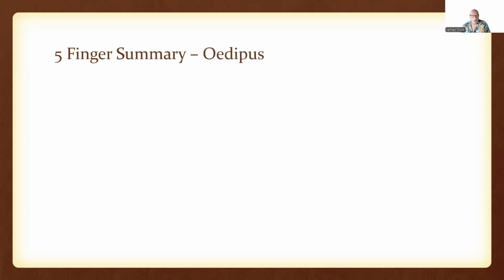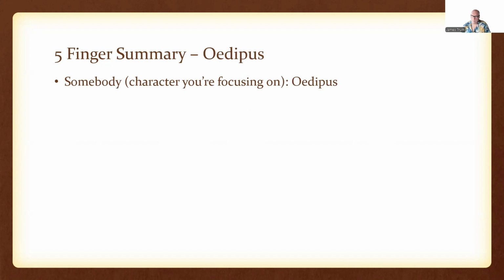So since we are doing our first five finger summary, the first official assignment on the planner for Oedipus this week, I thought that we could summarize that. That'll give you at least a little bit of information for working on your planner this weekend. So the somebody in Oedipus would be Oedipus.